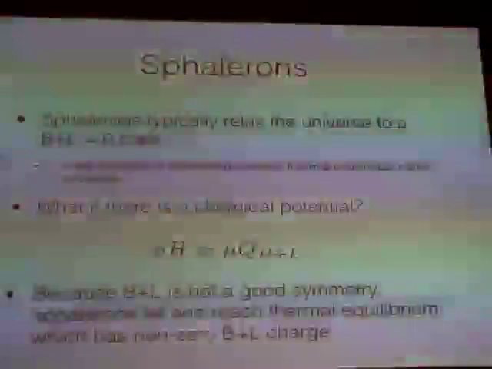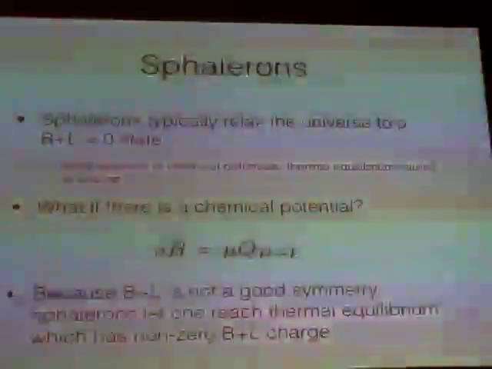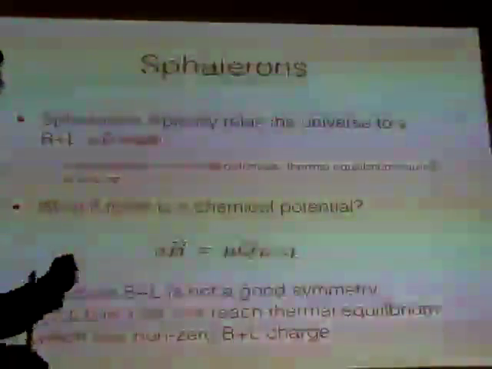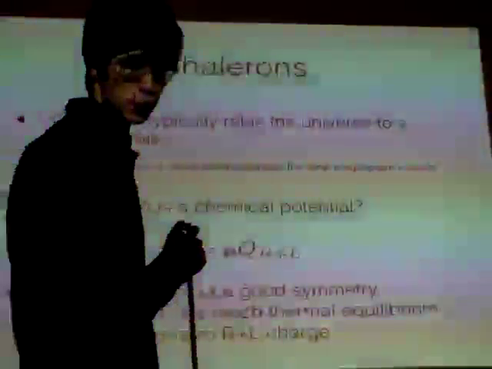You can calculate this numerically, and you find that you need a chemical potential of basically 10 to the 3 or so eV when sphalerons freeze out. That's something that's actually much larger than Hubble. So we actually need a very large chemical potential to make this work.